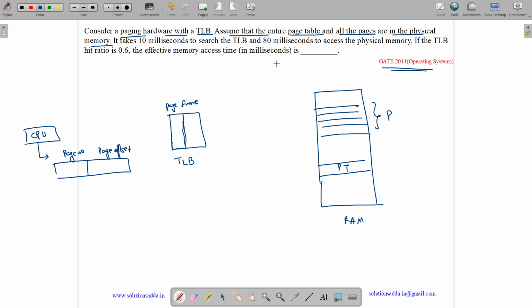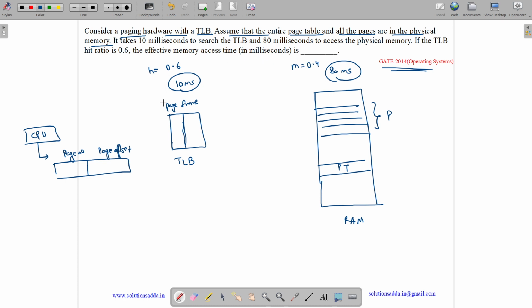Okay, perfect. Now it takes 10 milliseconds to search the TLB, and 80 milliseconds to access the physical memory. If the TLB hit ratio is 0.6, which means TLB hit is 0.6 and TLB miss is 0.4, what is the effective memory access time?